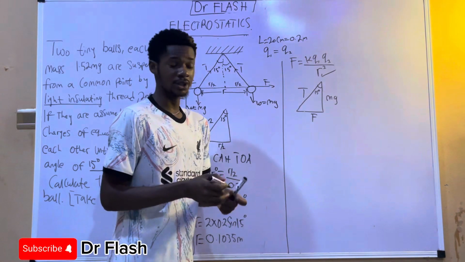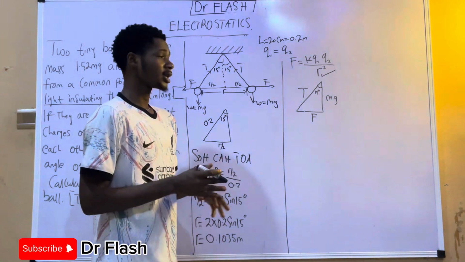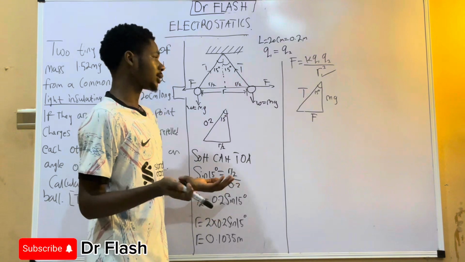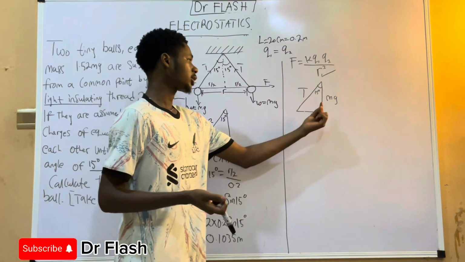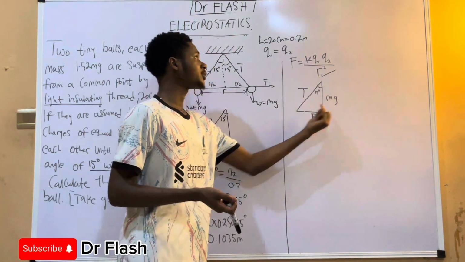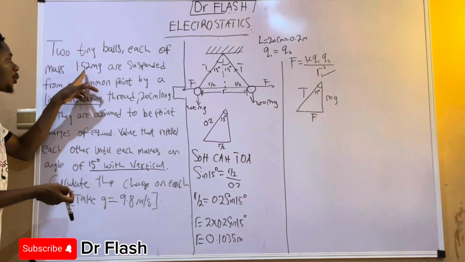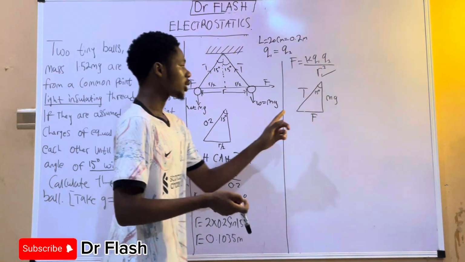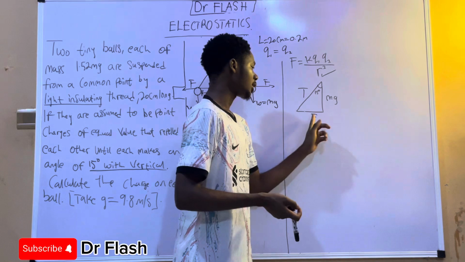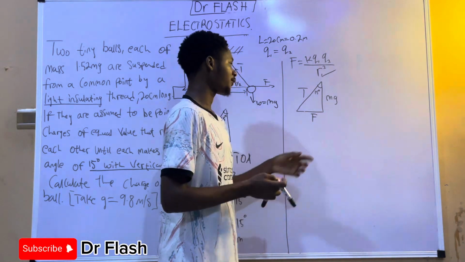We do not know the value of T. We know how to find tension, we could find it, but then we don't need it. So why then are we going to try solving for it? We can as well find the value of mg because we are given the mass as 1.5 milligrams. We can find the value of mg, and then use it to find the value of F.